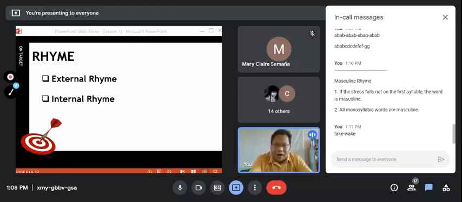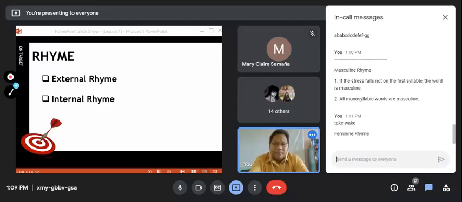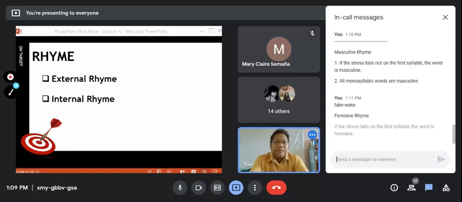One sound is common between them, which makes them rhyming words. In terms of gender, both are masculine because the stress or the accent is not on the first syllable. If the stress falls on the first syllable, that would make the word feminine.